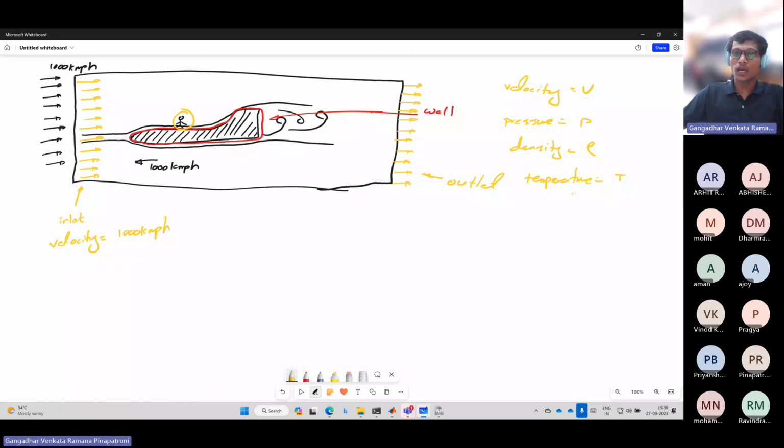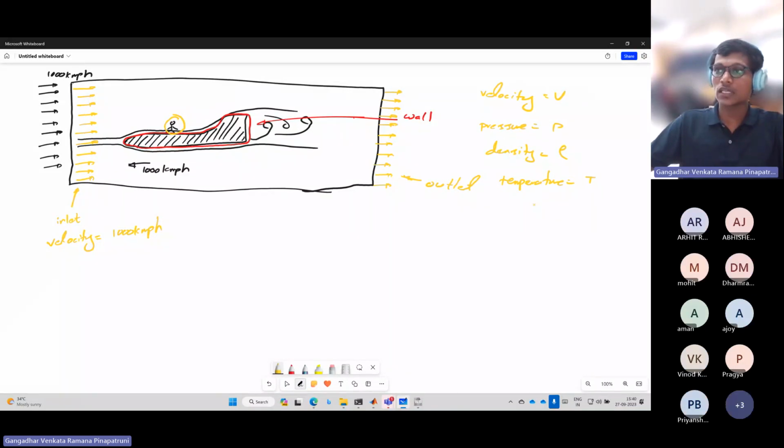And also, if you consider an unsteady case, you also give the time. Time is also one parameter. If you consider steady, it will be a steady state condition. So these are the parameters: velocity, pressure, density, and time.